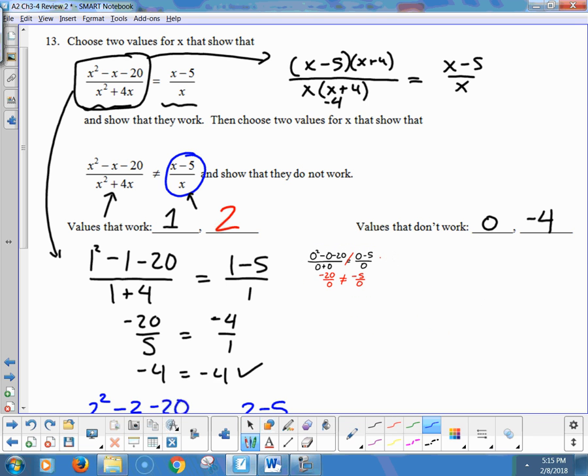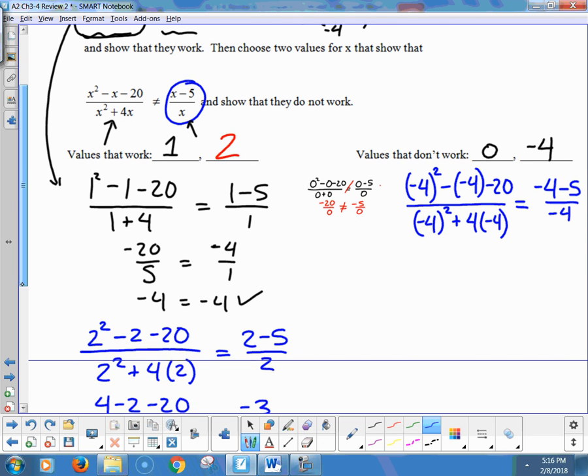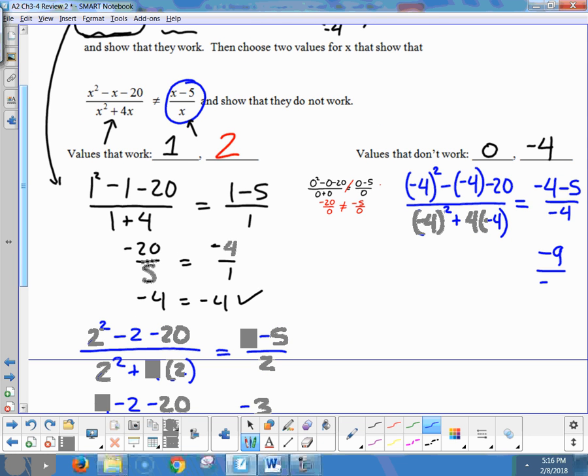When we plug negative 4 in for x, we get negative 4 squared minus negative 4 minus 20 over negative 4 squared plus 4 times negative 4. And we think that's supposed to equal negative 4 minus 5 over negative 4. Well, the right side of this equation is pretty easy to deal with. This is negative 9 over negative 4, or positive 2.25.